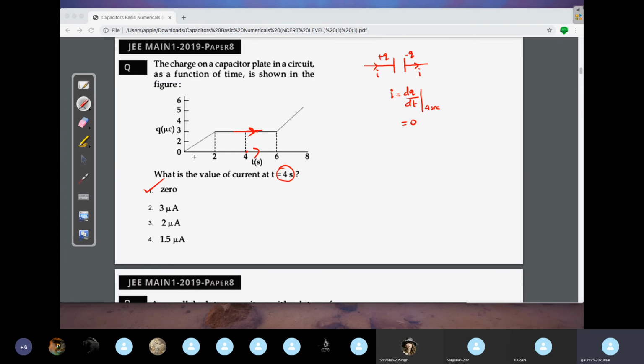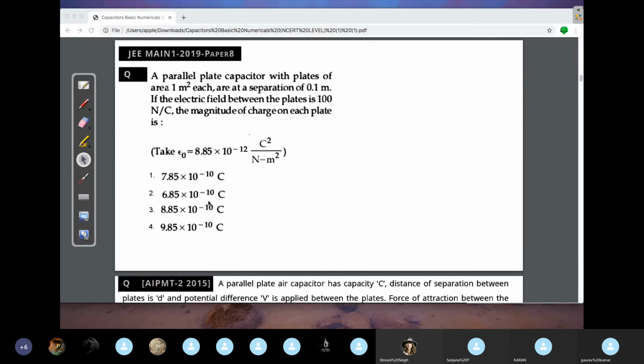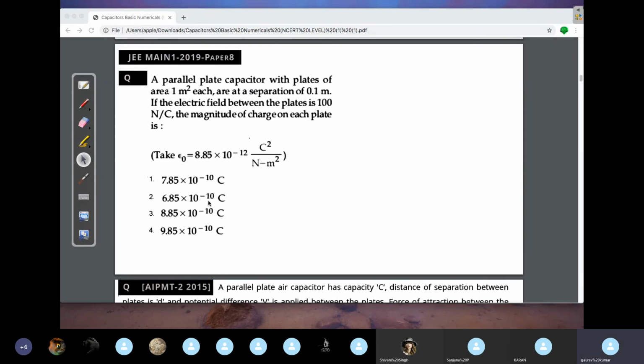You can take a screenshot here. As dq by dt at 4 seconds, you can see that the slope is parallel to the x-axis. Obviously, the answer is 0. There's nothing great in this, right? A very, very easy question. Let's solve this question. Again, a very, very elementary question here. Please solve it fast.